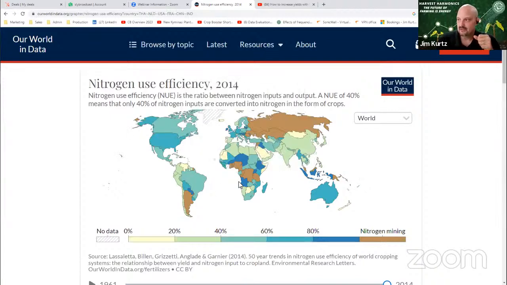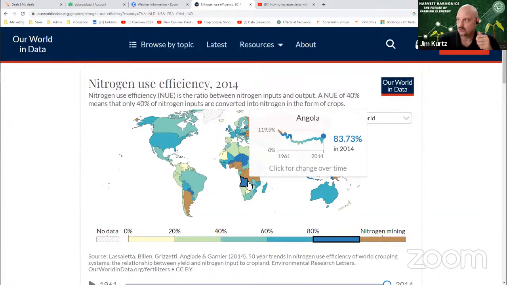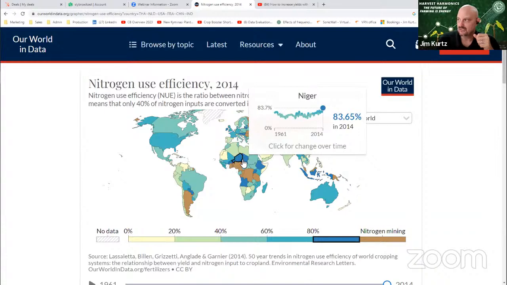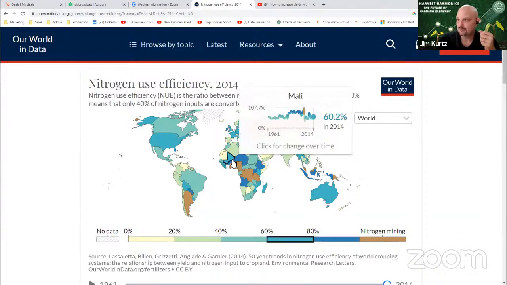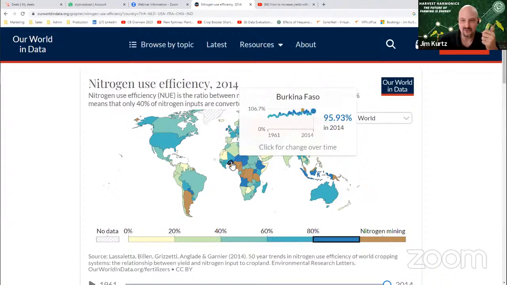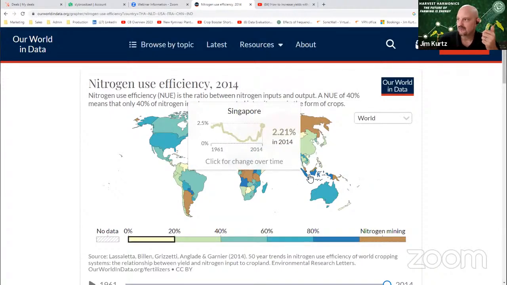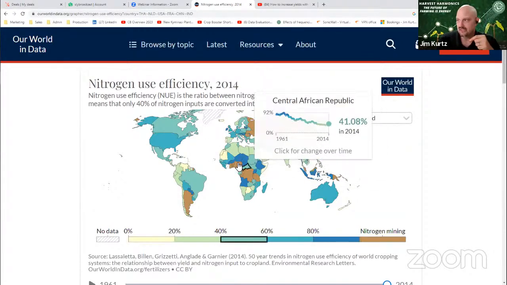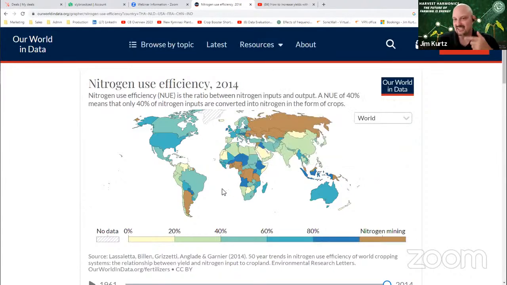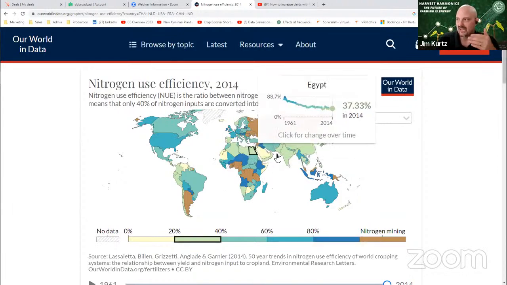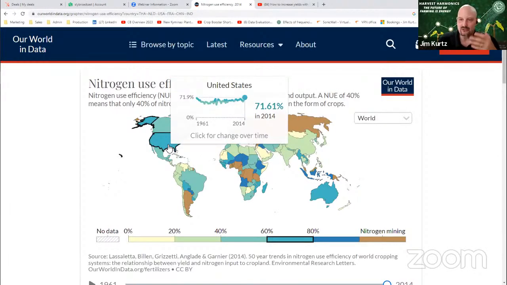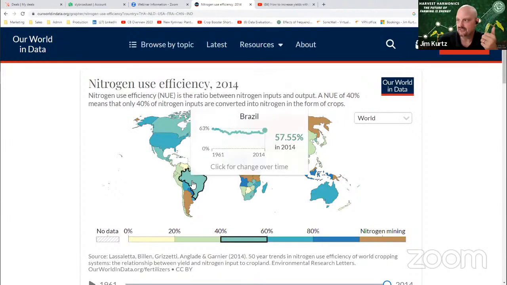Look at other countries that are super efficient, like Angola, 83%. In the mid-African countries, Niger, 83%, Chad, 87%. And Burkina Faso, I've never even heard of that country, 95%. They're doing pretty good. Indonesia, 80%. Now, these countries that are super efficient, it's not so much that they're super efficient, it's that they really don't use much fertilizer. They're using so little fertilizer that their efficiency looks astronomically high. But even in developed countries like the United States, you see a 70% efficiency rate.